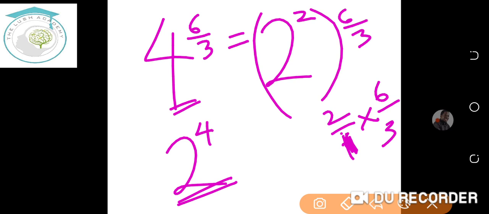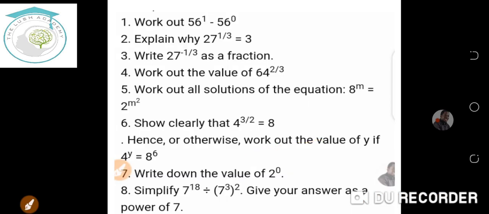Or better still, at this point, you could have just done this. 3 goes here, 1. 3 comes here, 2. 3 comes here, 2. 4 squared is the same thing as 2 to the power of 4. Don't you see how fun math is? Math is fun. Everything spelled out, everything very easy and fun. Okay, good. Let's do the next one.